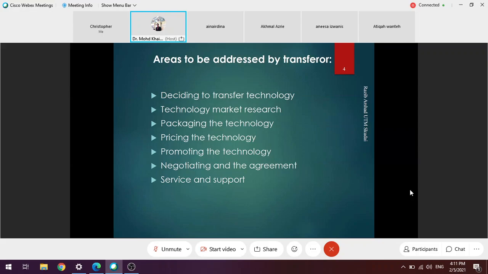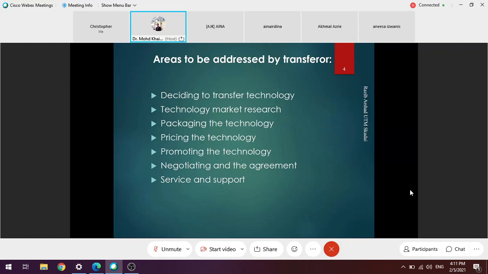Or is it possible for us to just do the marketing for the technology, and we handle all of the production, all of the maintenance and so on, and we just do it by ourselves? So we have to make the decision based on this, deciding to transfer the technology. And second one, technology market research.